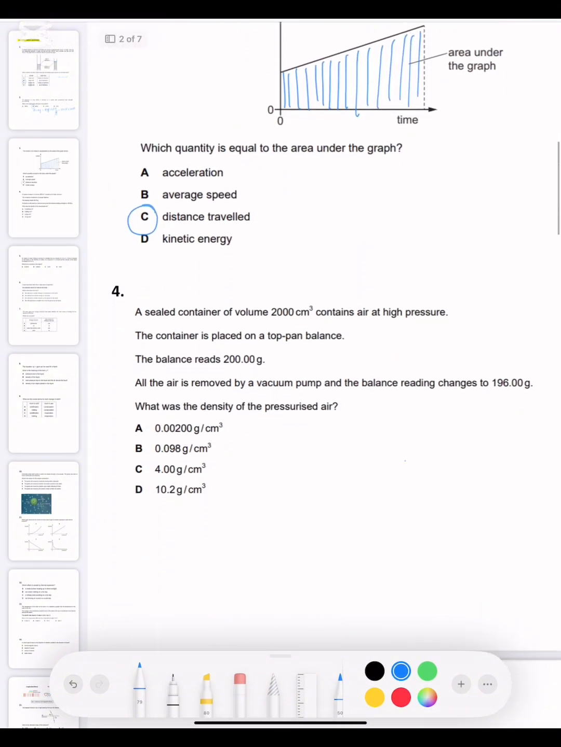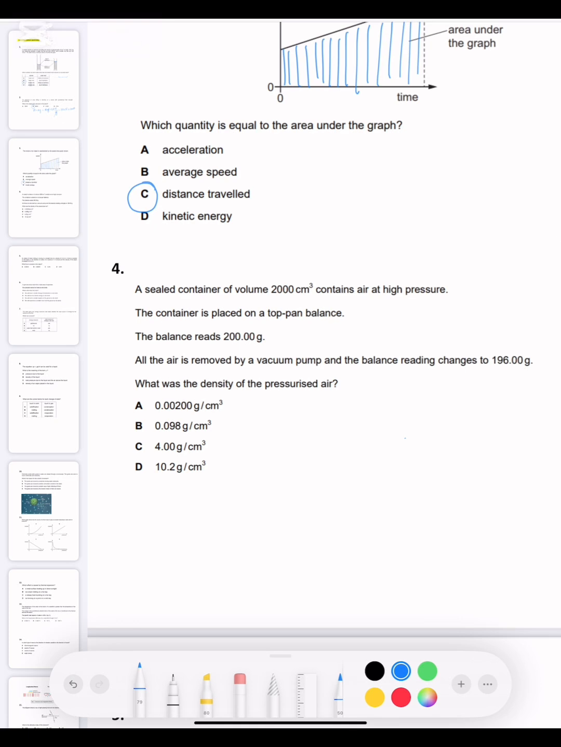Question number 4. A sealed container of volume 2000 cubic centimeter contains air at high pressure. The container is placed on a top pan balance. The balance reads 200 grams. All the air is removed by a vacuum pump and the balance reading changed to 196 grams. What was the density of the pressurized air?